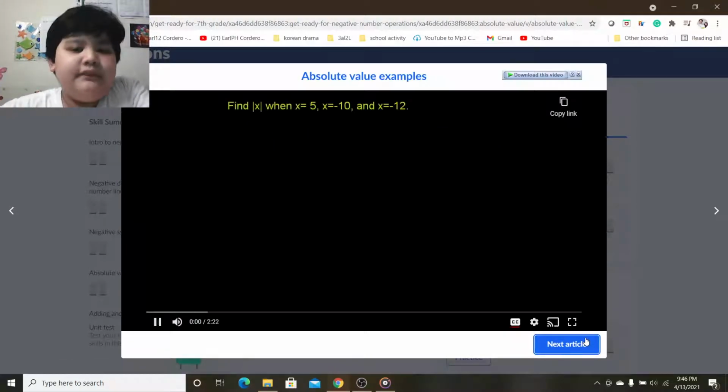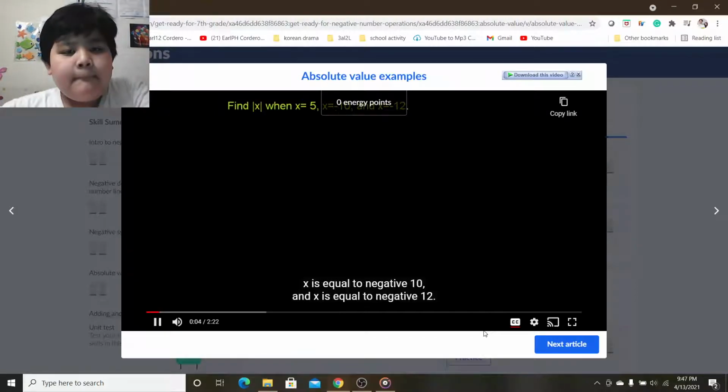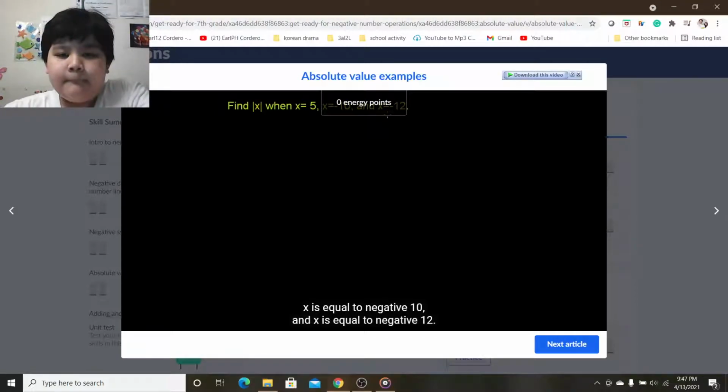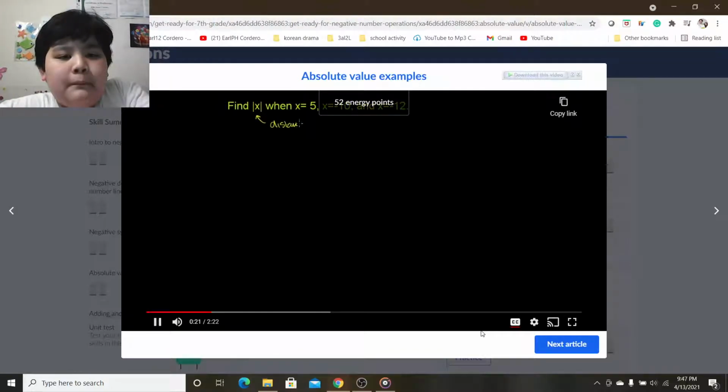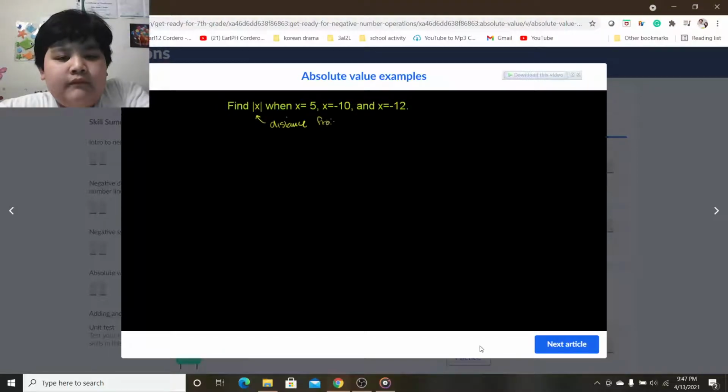Absolute value. Find the absolute value of x when x is equal to 5, x is equal to negative 10, and x is equal to negative 12. So the absolute value, the way of writing it is almost more complicated than what it really is. The absolute value is really just the distance of x from 0. So let me just draw a quick number line over here.